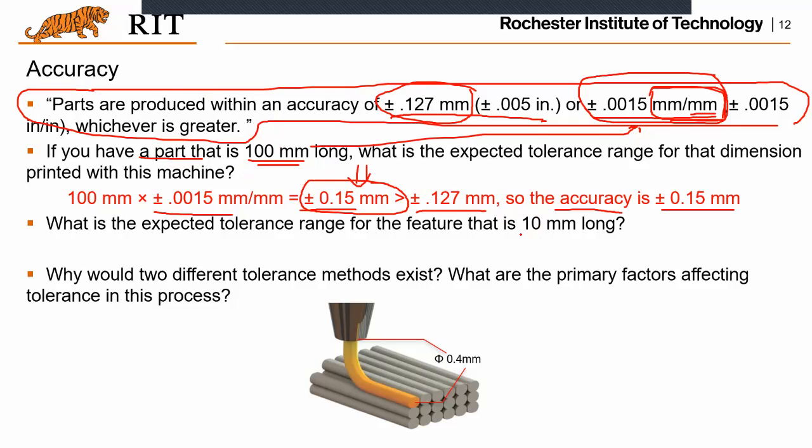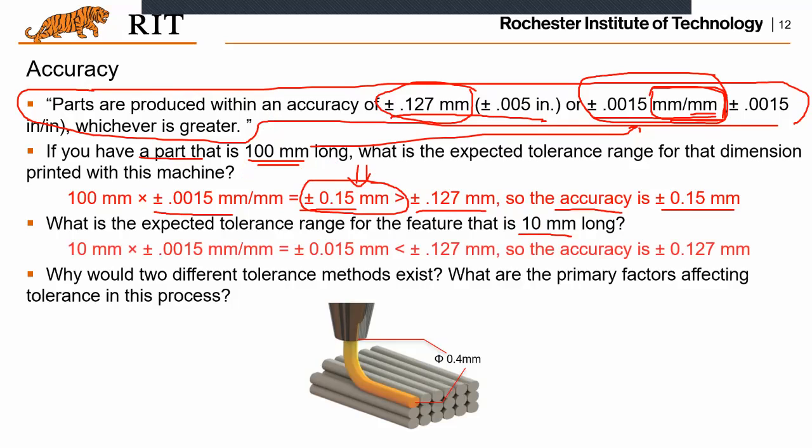But how about if you have a smaller part which has a 10 millimeter length? Again, use the 10 millimeter and this number. You will figure out the error from the shrinkage is less than the first error. Then you choose the first error as the accuracy. That means the dominant error is from the nozzle size instead of the shrinkage. And that's, I would say, intuitive to understand, right?